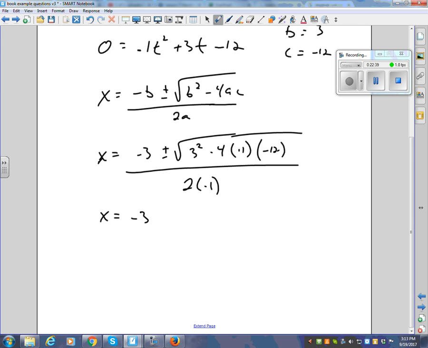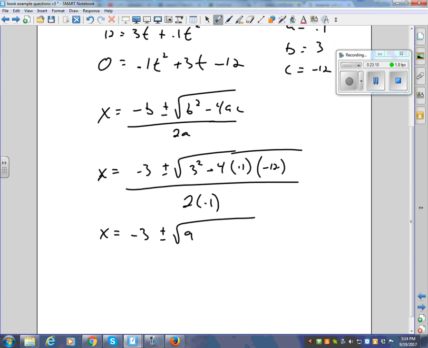Now, you guys know this. What's the word for the number underneath the square root sign? The discriminant. If it's positive, there's 2 answers. If it's 0, there's 1. If it's negative, there's none. Okay, so this is going to be minus 3 plus or minus. So 3 squared is going to be 9. And that's minus 4, right?